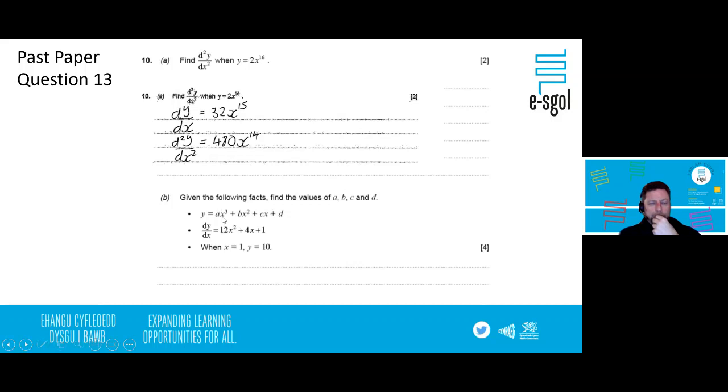So 3ax squared plus 2bx plus c plus 0. And it's not plus d. That's where people often make mistakes. And generally, you get a mark for differentiating that properly. Then compare coefficients.